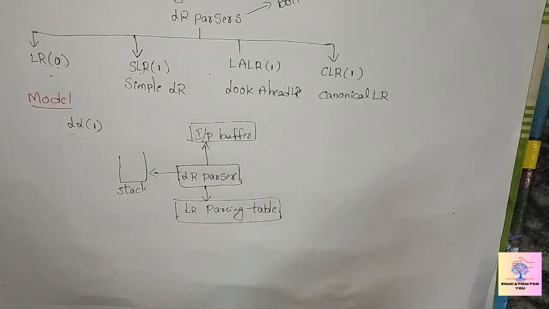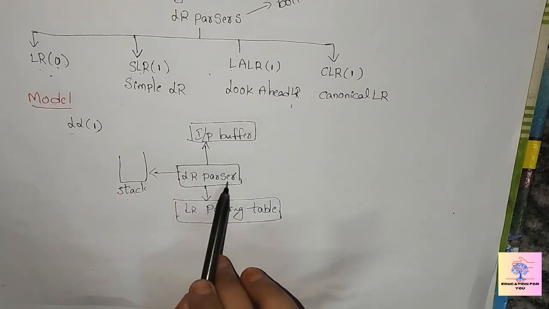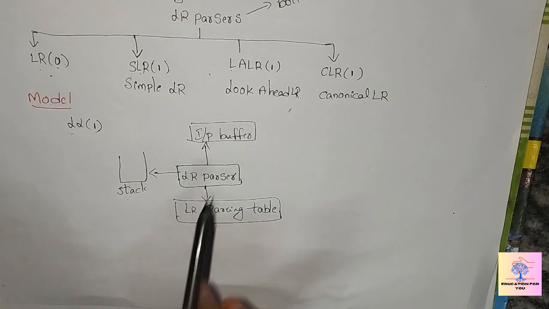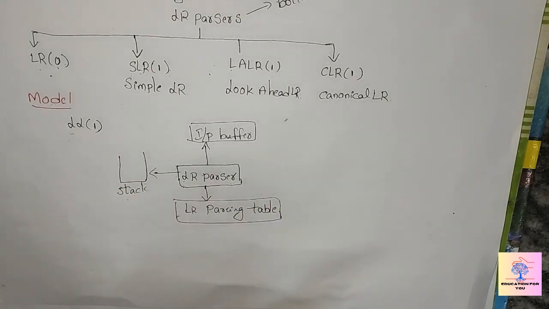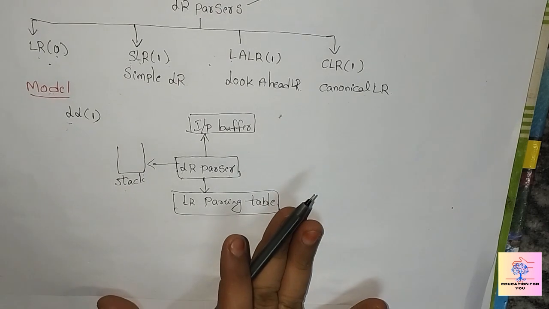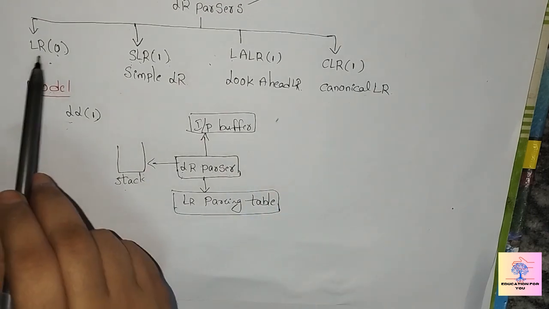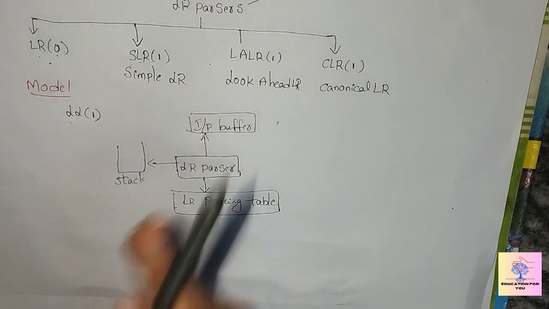LR parsing table. How are you going to construct the parsing table in this LR parser? That is the difference between LL1 parser and LR parser here. Okay. Now I will explain the LR0 parser first by taking one example.